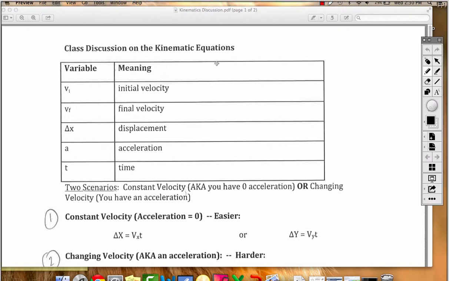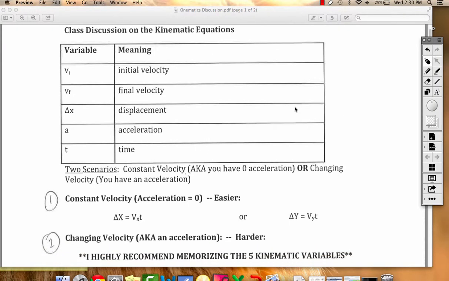Something I'd like to throw in here, though, real quickly, is the units associated with each of these. So velocity is measured in meters per second for both of these. V initial and v final will be in meters per second. Displacement typically will be measured in meters. Acceleration will usually be measured in meters per second squared, and then time will almost always be measured in seconds. Okay? So let's move on down.